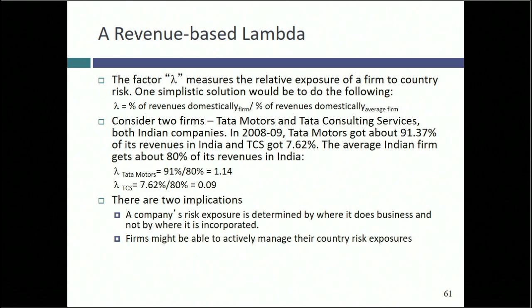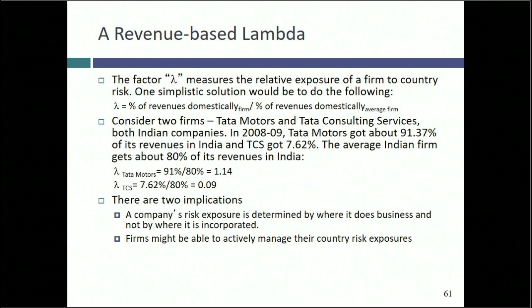But in other countries, you actually have to build up to it from the bottom up. In fact, if you have access to a Bloomberg, the data is there. That number was 80%. 91 divided by 80 would give me a lambda of 1.14 for Tata Motors. 7.62 divided by 80 would give me a lambda of 0.09. That would then become the lambda I multiply by the Indian country risk premium.